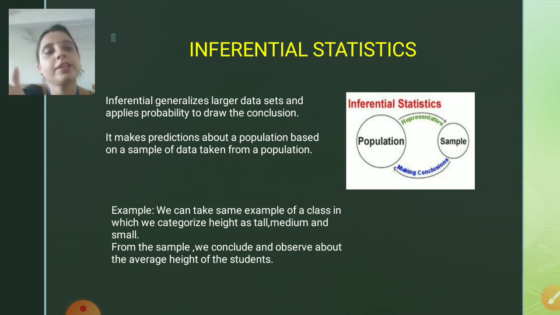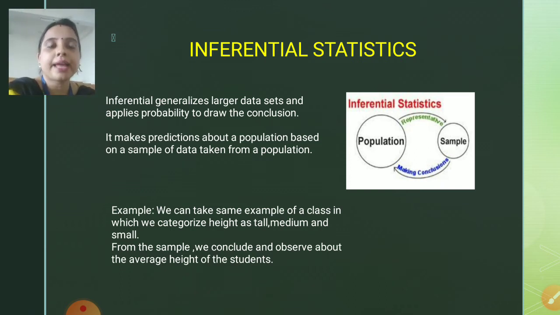From the population we will be retrieving a sample. Again, a sample is the set which is extracted from the population, but it should be extracted in a manner that it represents the whole population in an efficient manner. Now, inferential statistics can be defined as follows: inferential statistics mainly generalizes larger data sets and applies probability to draw the conclusion.